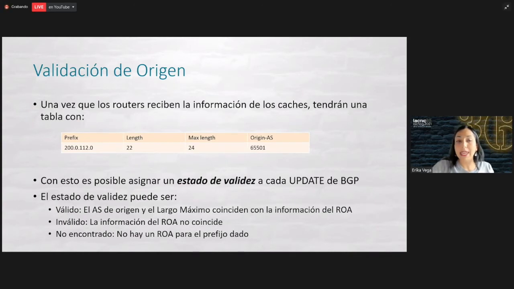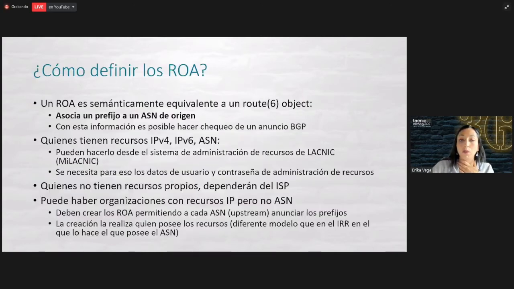Another option is not found. This is specifically when a digital certificate is not found. So this also happens when we do a validation scheme. We see several routes that appear as not found, and this is because the ROA certificate had not been generated, and therefore valid information is not available. So it comes up as not found.